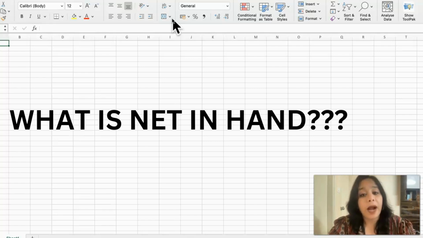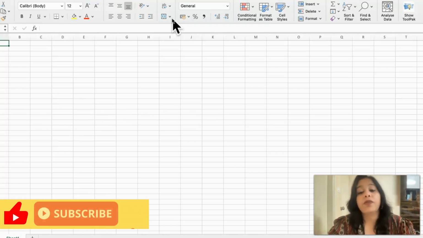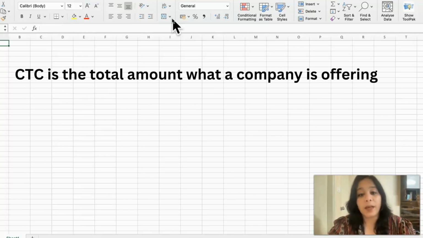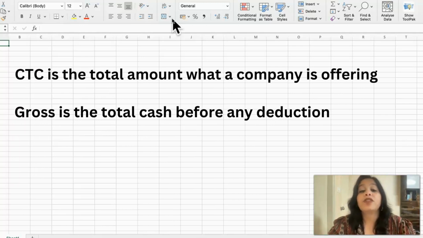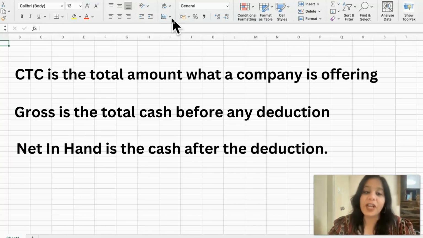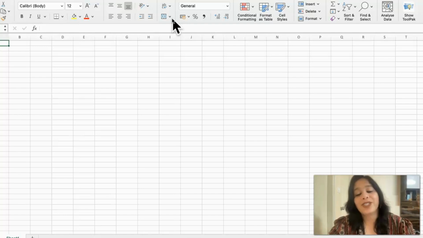Now what's net in hand? Net in hand is the amount which you are giving to the employee after all the deductions. So from the gross, we subtract certain compliances and income tax; the money which the employee gets after the deduction is called net in hand. So we have understood the concept of gross, CTC, net in hand. CTC is the total amount a company is offering. Gross is the total cash before any deduction. Net in hand is the cash after the deduction. Now, how do we frame the CTC? That we are going to learn in today's video.